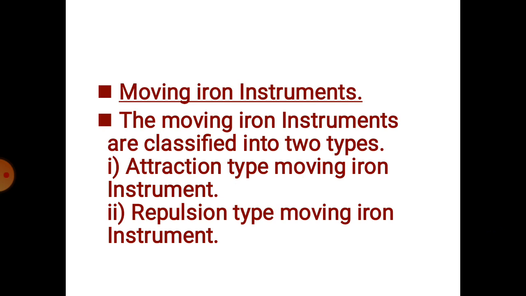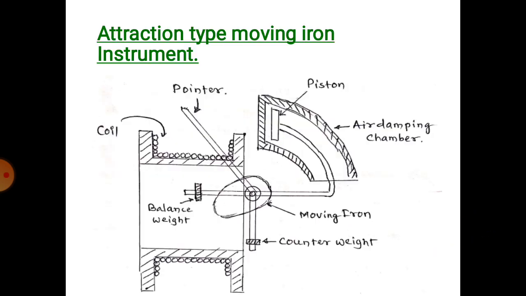The moving iron instruments are basically classified into two types: attraction type moving iron instrument and repulsion type moving iron instrument. First we are going to discuss the attraction type moving iron instrument. As you can see, the figure shows the construction of the attraction type moving iron instrument. The coil is flat and has a slot like opening. The moving iron is a flat disc.